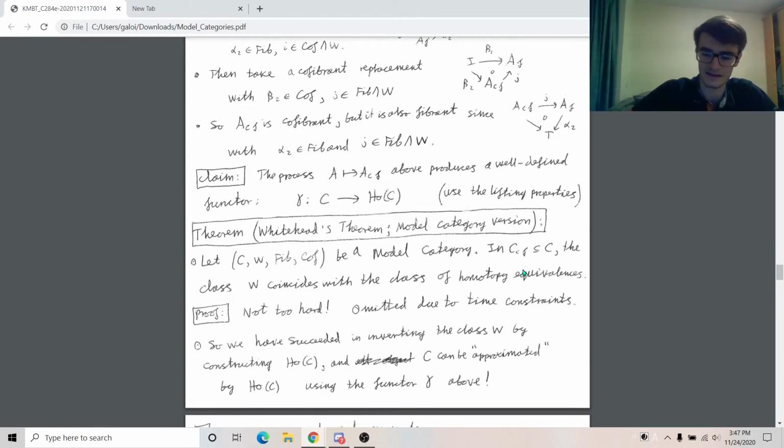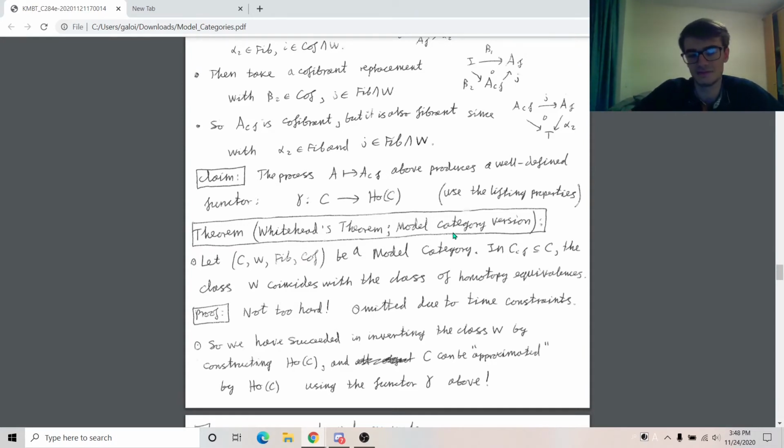And the key idea, what we have managed to do here, is we've succeeded in inverting the class W. So we constructed this homotopy category, and in this homotopy category, every weak equivalence is an isomorphism. And moreover, any object of C can be approximated by some object inside this homotopy category using this functor above. So we have a well-behaved homotopy theory as well.